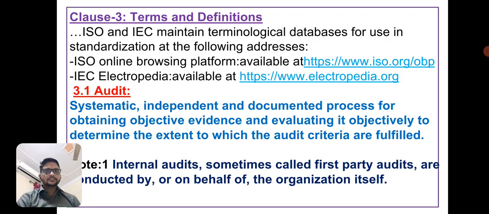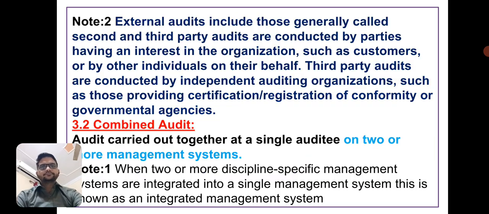First party audit, that is internal audit, is conducted by or on behalf of the organization itself only. Next is external audit, conducted by second or third parties. Second party audits are between two organizations, conducted by parties having an interest in the organization, such as a customer or another individual on their behalf. Third party audits are conducted by independent auditing organizations, such as those providing certification and registration of conformity, or governmental agencies. So first party audit is conducted by the organization itself, second party is between two organizations, and third party is by an external organization, for certification or registration purposes.